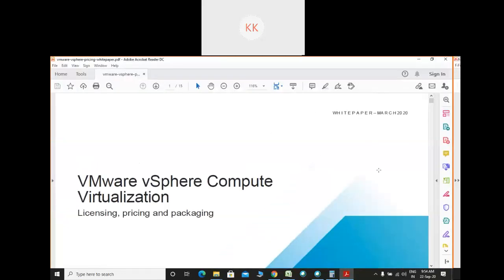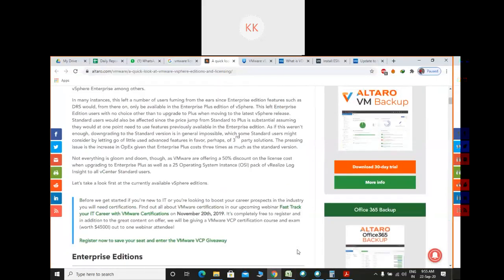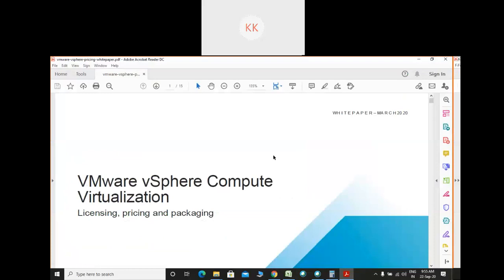Now we'll go in depth into this topic only. Here you can see the white paper directly from VMware, published on March 20th, 2020. It's the latest one. Whenever you work in a corporate environment, you have to look for this type of white paper all the time. Here is all the information regarding the websites we are using now. It is not up to date, but you can get one consolidated idea, and from the white paper you will find the full idea.